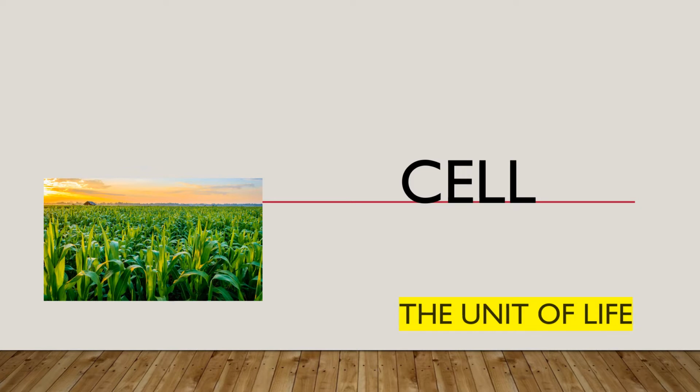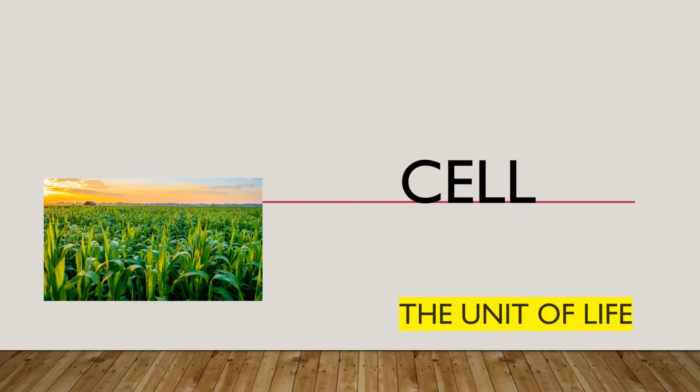So we'll start. As you can see here, the unit of life. Cell is the unit of life. And why is this the unit of life? Because it is the smallest part in any living being. Any living being means if we are talking about amoeba, plant, human being, any animal on this planet or any creature, that is made up of cell. That's why cell is the unit of life.